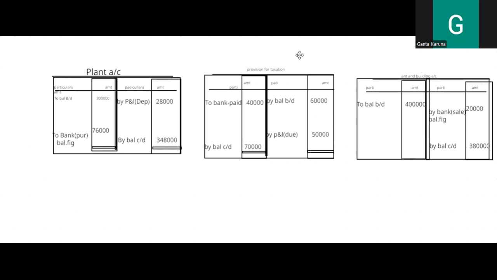When I say purchase, my cash is going out, so it is my application. When I say paid, my cash is going out again, so it is again an application. And when I say it is a sale, it is actually giving me a fund, so it is going to be my benefit. This is the way I'm going to post the things. So now we have two applications and one benefit.